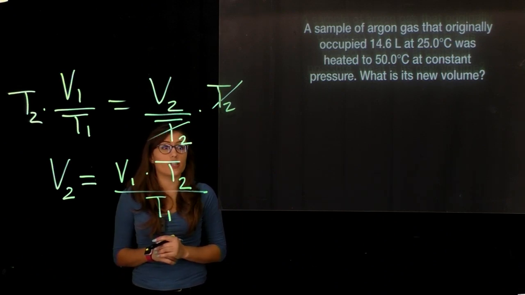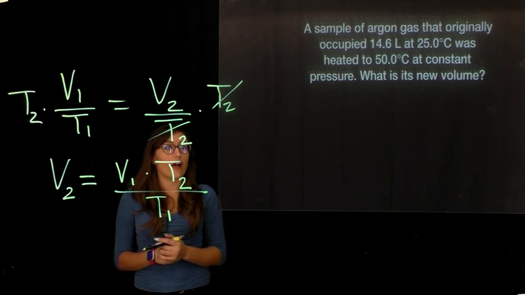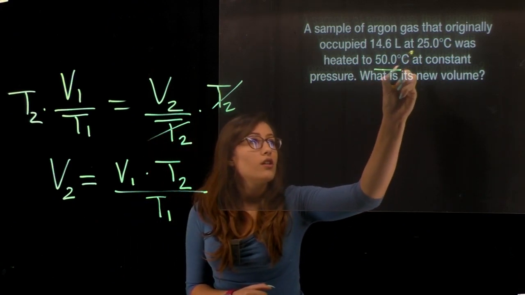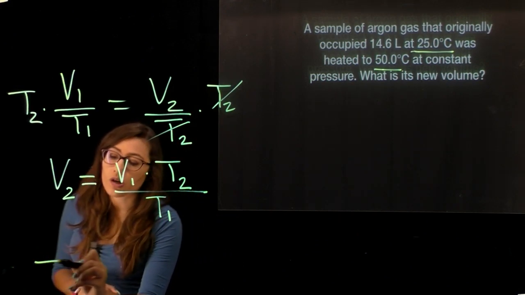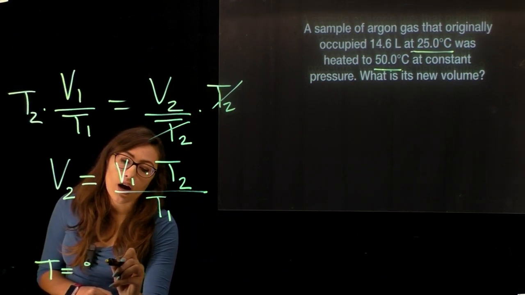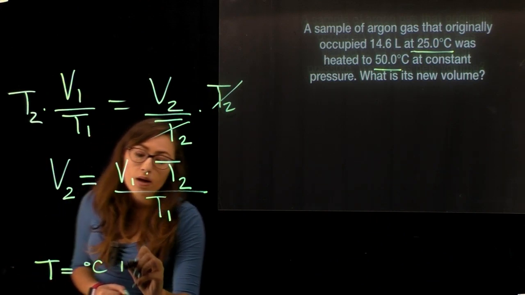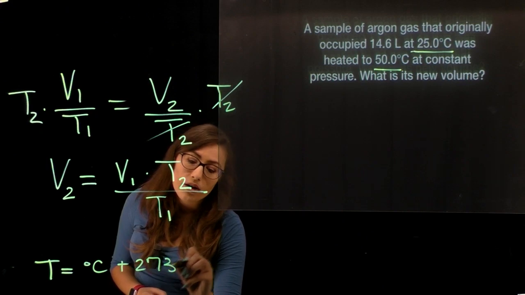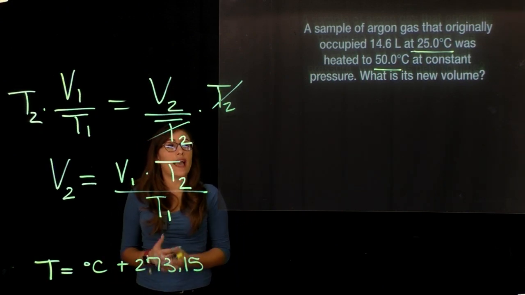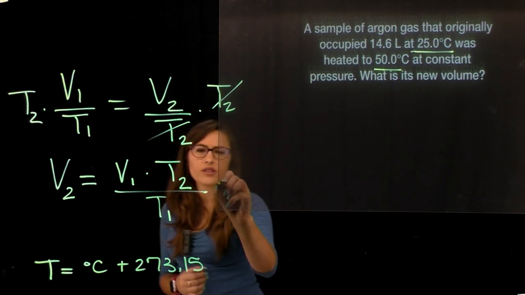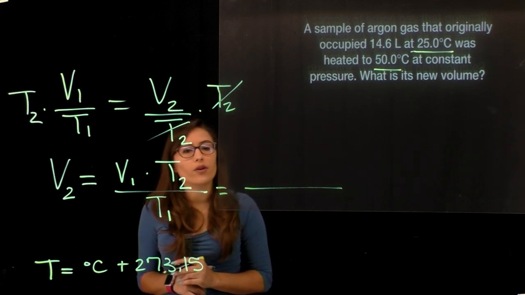However, before we can continue on, there's something else we have to do before we can plug in our values. We have to convert these temperatures in degrees Celsius to Kelvin. Remember, temperature in Kelvin is equal to your temperature in degrees Celsius plus 273.15 to get your answer in Kelvin. So let's go ahead and do that, and plug our values into the problem.